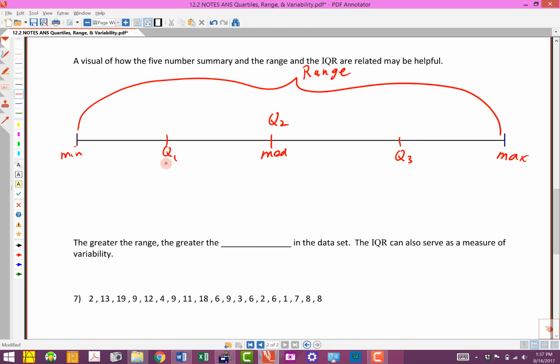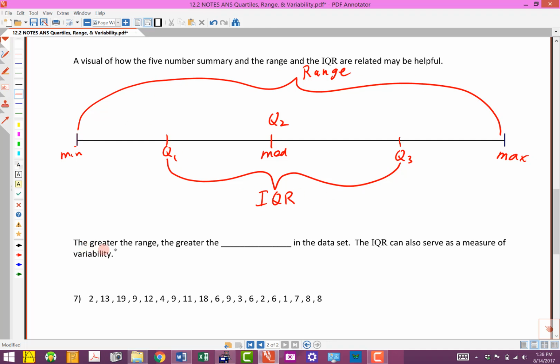And then the interquartile range is just this distance right here, okay? It's how spread out that middle 50% of the data is. So that's the IQR right there. So that's how the 5-number summary and the range and the interquartile range are related.